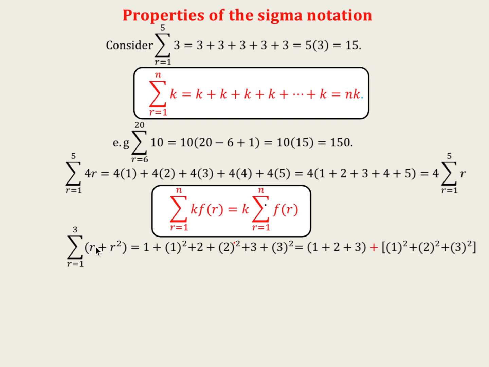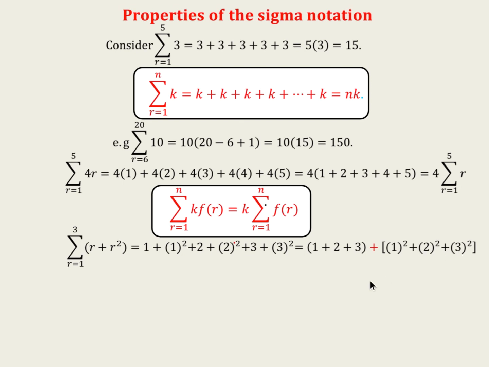So the summand is the sum of two terms. We'll then generate the terms by substituting 1. We get 1 plus 1 squared. Substituting 2, we have 2 plus 2 squared. Substituting 3, we have 3 plus 3 squared. We can actually group these terms into those that are not squared and those that are squared. So we would have in the first group 1 plus 2 plus 3, and in the second group 1 squared plus 2 squared plus 3 squared.